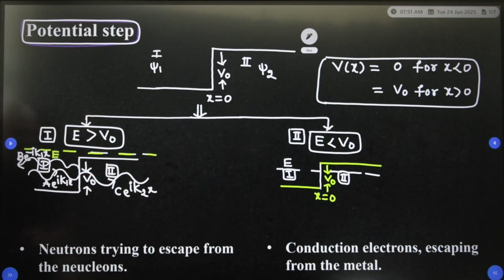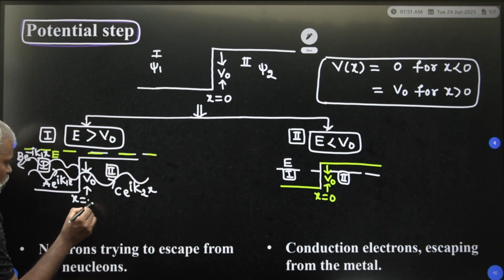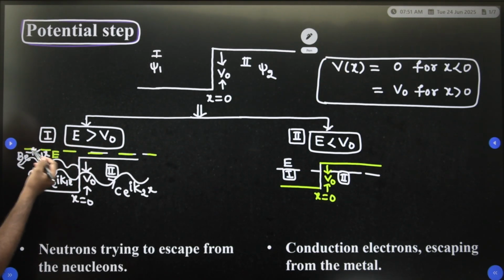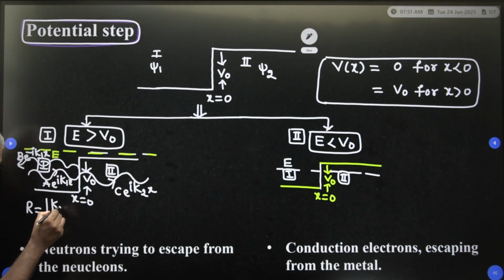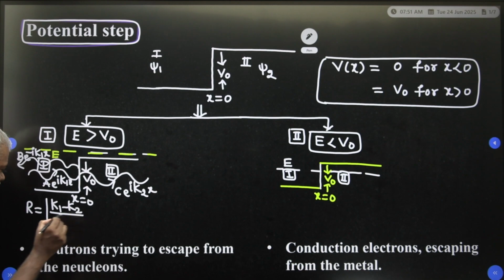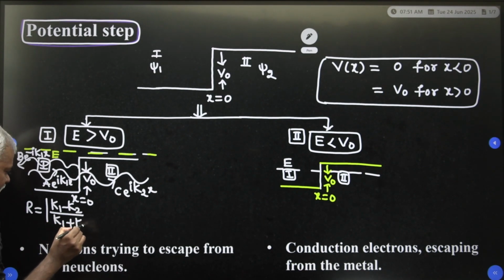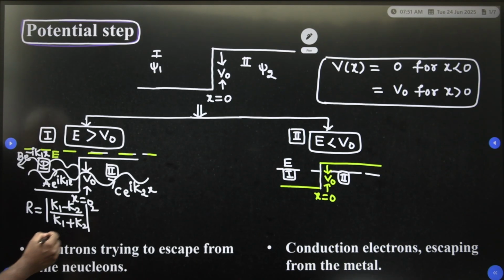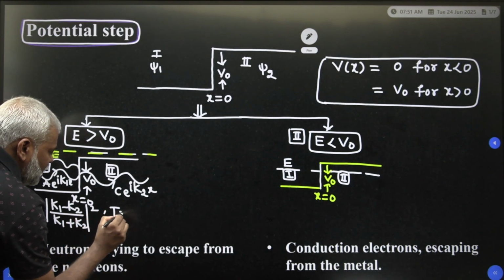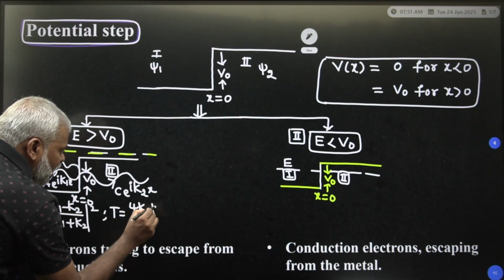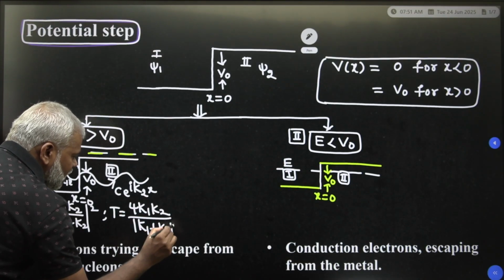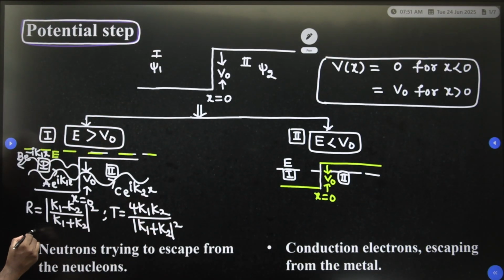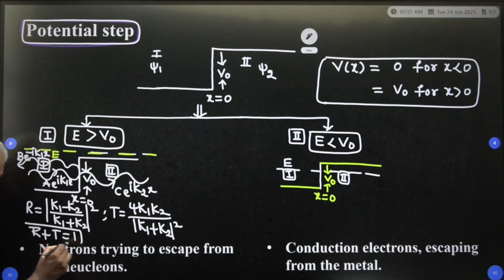We discussed yesterday, at x equal to 0 when E is greater than V naught, the reflection coefficient R is equal to the modulus of k1 minus k2 divided by k1 plus k2, whole squared. This is the reflection coefficient. The transmission coefficient T is equal to 4 k1 k2 divided by the modulus of k1 plus k2, whole squared. This is the transmission coefficient. Reflection coefficient plus transmission coefficient is equal to 1.